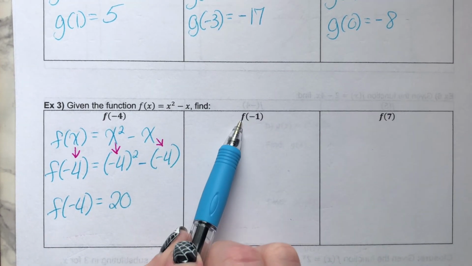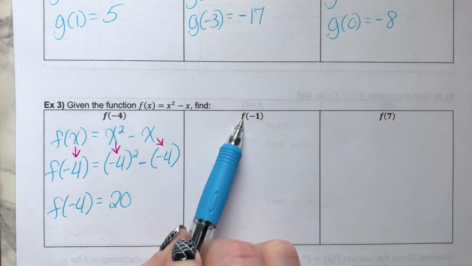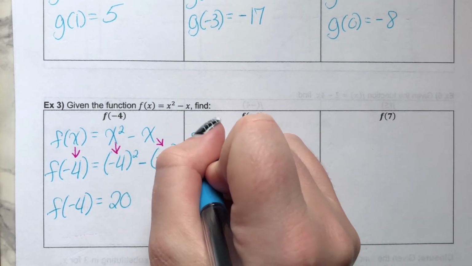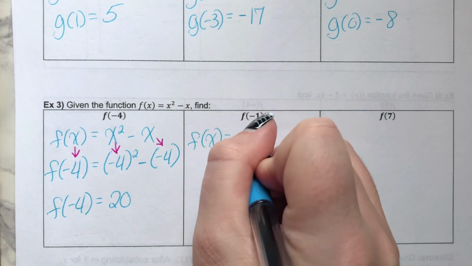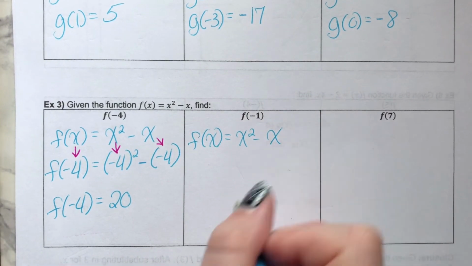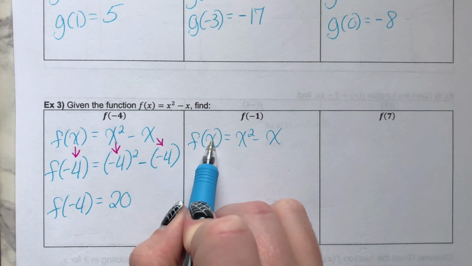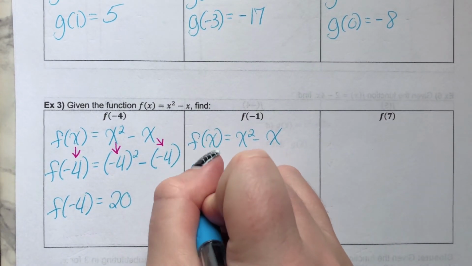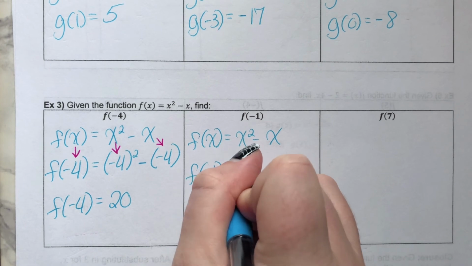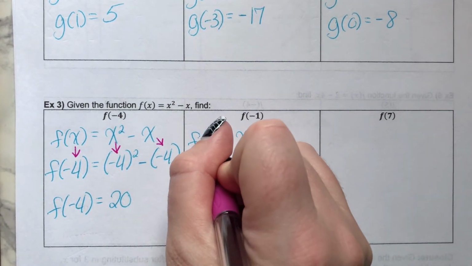All right, so one more. Here we go. The function I'm using is f, so I want to copy this down as my first step. f of x equals x squared minus x. Again, instead of using the variable x, I'm replacing it with negative 1. So wherever I see an x, I'm replacing it with that number, negative 1.